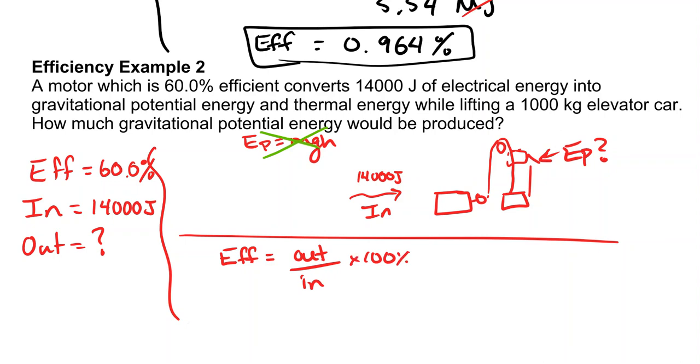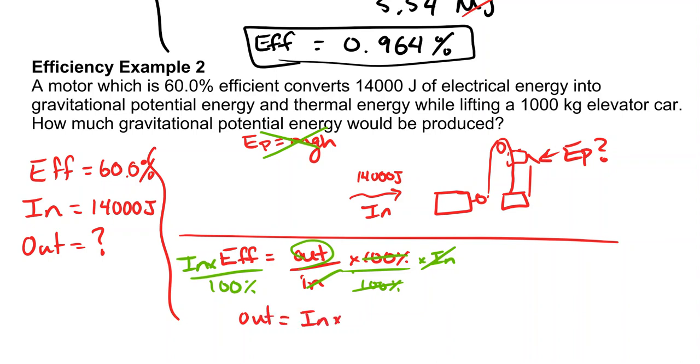So let's rearrange this. We want out. So we've got to multiply by in, and then we've got to divide by 100%. So the only thing that's left on the right-hand side is output energy. Good. So output energy is equal to input times efficiency divided by 100%.